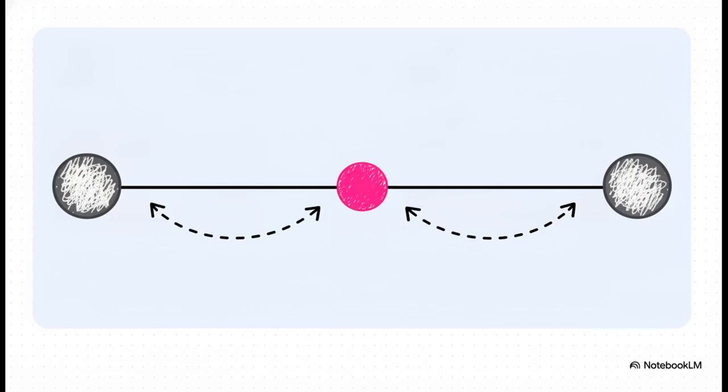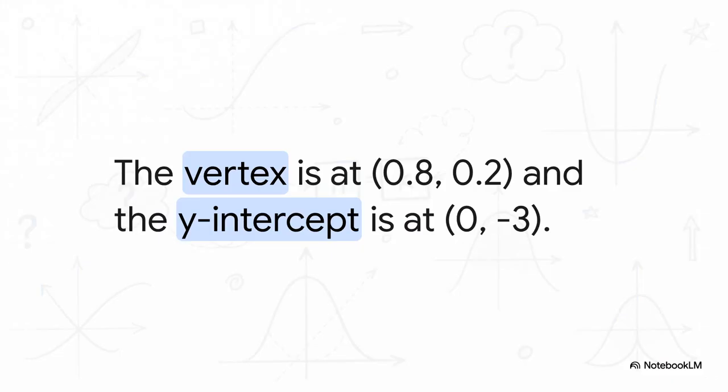But watch the cheat code at work here. If we take our b value, which is negative 8, and divide it by 2 times our a value, which is negative 5, we instantly get 0.8. Notice how 0.8 is the absolute dead center between 0.6 and 1. Flawless. Moving on to step 3, we just take that 0.8 and plug it back into the equation for x. When we do that, we find our highest peak, our vertex, has a y-coordinate of 0.2.